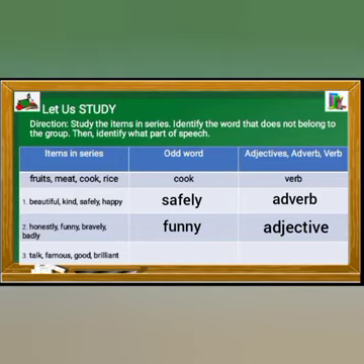Okay, number 3. Items in series, we have top, famous, good, and brilliant. What is the odd word? Alright, if your answer is top, you're correct. The words famous, good, and brilliant are all adjectives, while the word top is, of course, a verb.